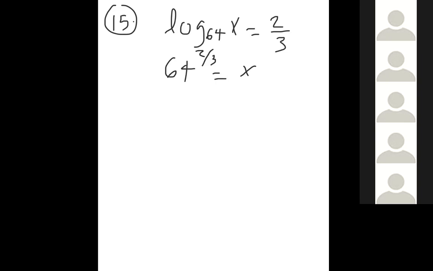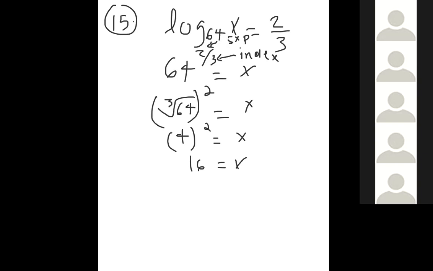Okay. Now, if you guys recall, the denominator is the index of the radical. Remember, fractional exponents indicate a radical. That's how we get the fractional exponents, from the radicals. The numerator represents the exponent. So if I were to convert this to its equivalent radical, it would be the 3rd root of 64 raised to the 2nd power. The 3rd root of 64 is 4. And 4 to the 2nd power gives you 16. And there you are. How you guys doing?